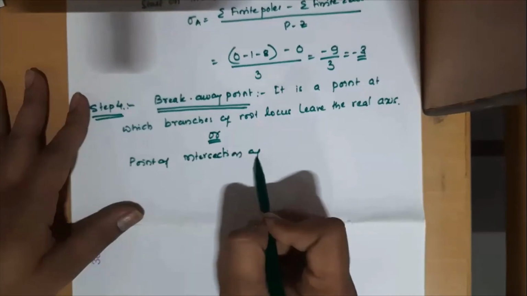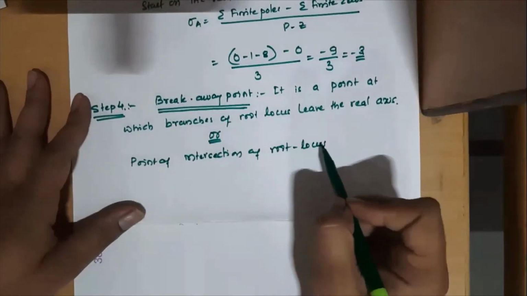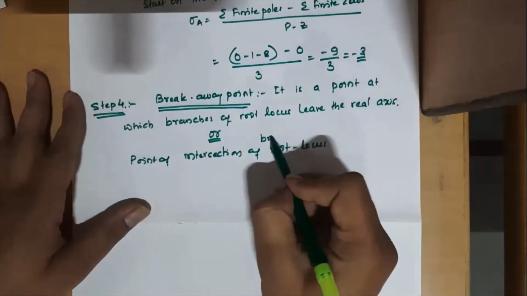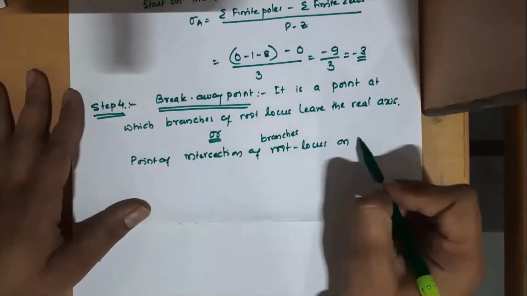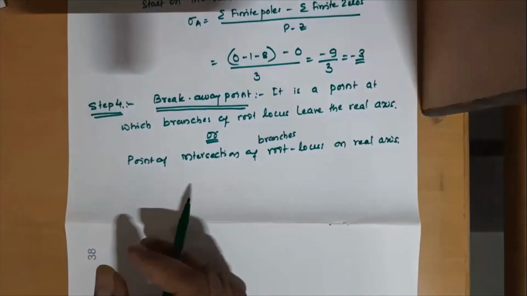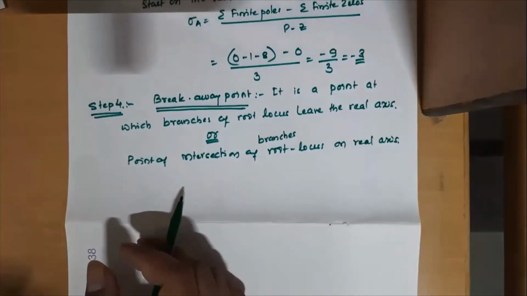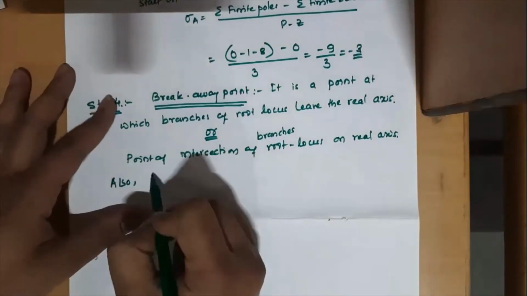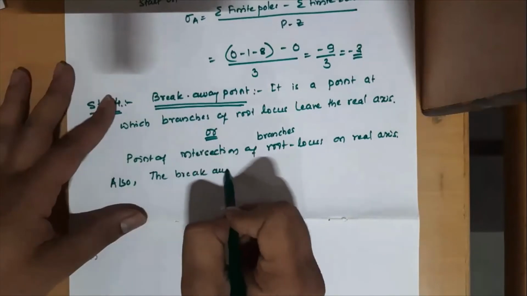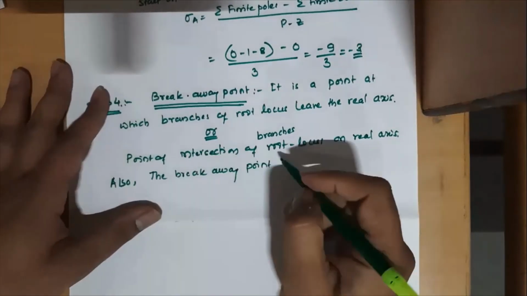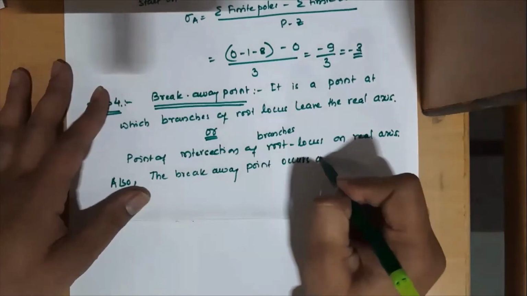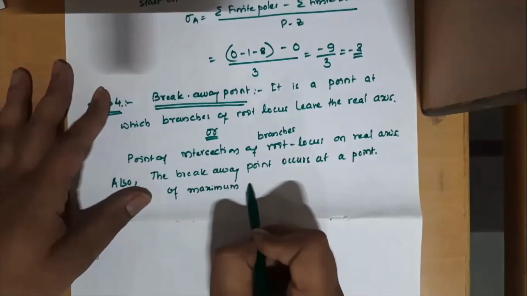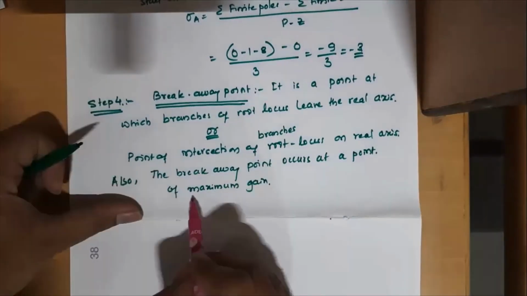Or in other words, it is the point of intersection of branches of the root locus on the real axis. Also, the breakaway point occurs at a point of maximum gain.